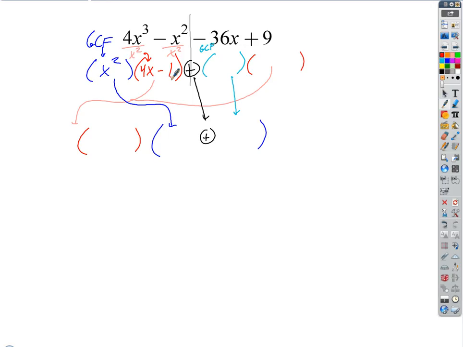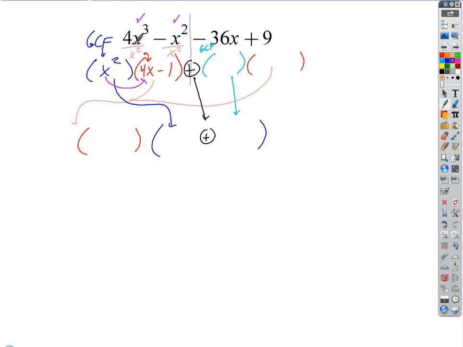Now here's what I recommend you do. As you're going through this process, let's just redistribute to check ourselves. That's all you got to do. So we'll take the x squared, that's our GCF, and distribute it to both terms and see if it checks out. Is x squared times 4x, 4x cubed? Check, it is. Is x squared times negative x squared? Yeah, right? So we did the first group correctly because when we reversed the process, we were right back where we started.